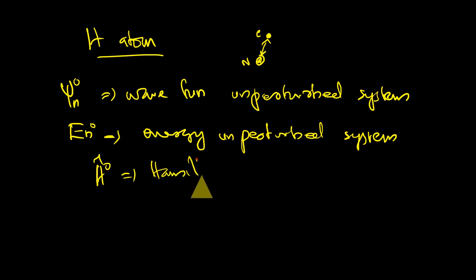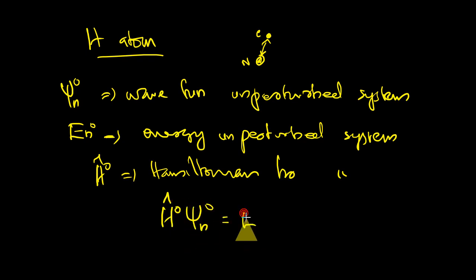Hamiltonian operator for the unperturbed system. So we have a Schrodinger wave equation of the type h cap 0 psi n0 is equal to En0 psi n0. Okay, this is the Schrodinger wave equation for the unperturbed system. Here you can see the superscript 0 in all the terms, which represents that we are talking about the unperturbed system.